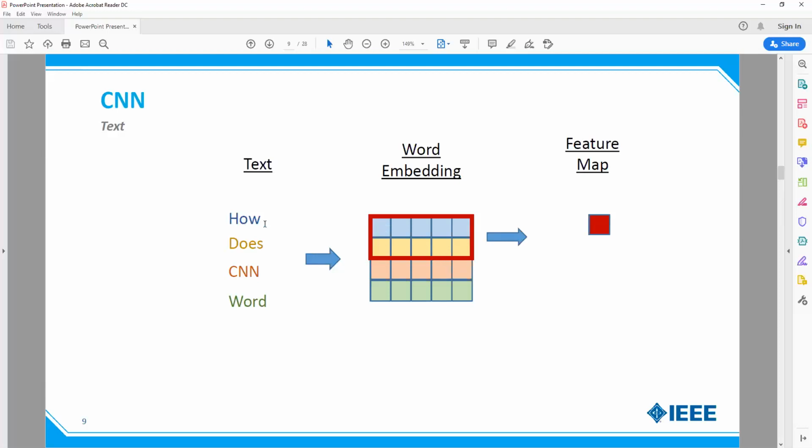So essentially in CNN, it's trying to find the relationship in terms of temporal relationship. So the relationship, sequential relationship. So in this case, it's trying to find the feature relationship between how and does through the word embeddings.